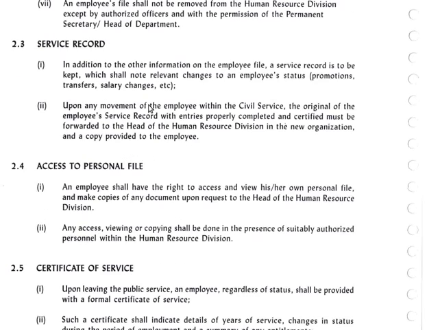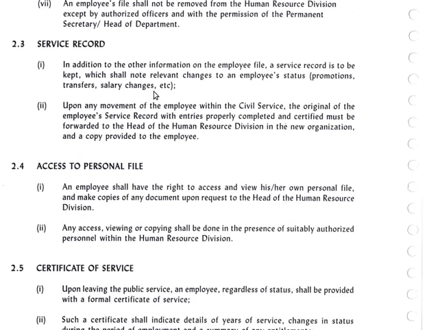An employee's file shall not be removed from the Human Resource Division except by authorized officers and with the permission of the permanent secretary/head of department. So if you want to see your file, you have to remain in the Human Resource Division while you examine it. You cannot take it outside of that division.